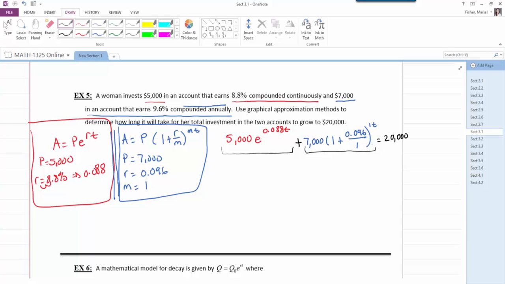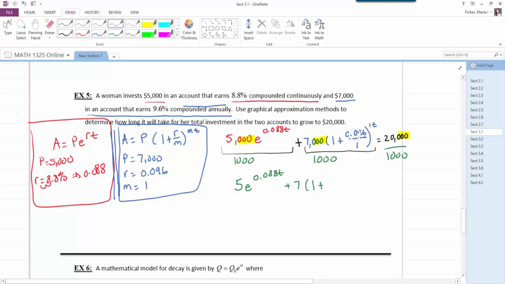Well, the easiest thing to do before we actually do anything else is just to make this equation a tad bit simpler. Notice that all three of these numbers are divisible by 1,000. So we're just going to start by dividing everything by 1,000 just so that our numbers are a little smaller. So when we're putting them into the calculator, everything doesn't get so large. Now 0.096 over 1 is just going to be 0.096, and 1 times t is just t, equals 20.